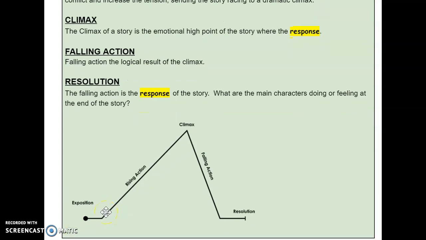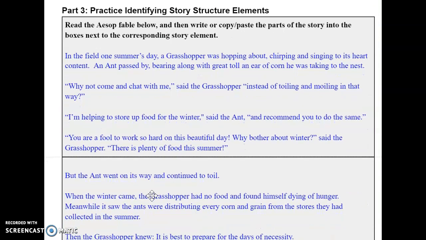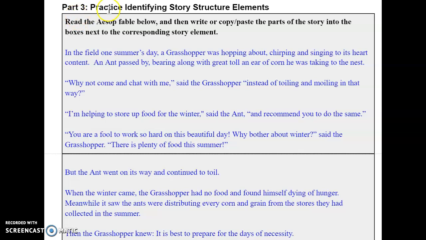You might remember seeing this graphic organizer before, where when you think about a story that's a good story, your exposition is established early, you have your rising action, the conflict is resolved at the climax, then you have falling action and the resolution. Now we're going to do a little bit of practice with understanding the elements of a story. Part 3, practice identifying story structure elements.